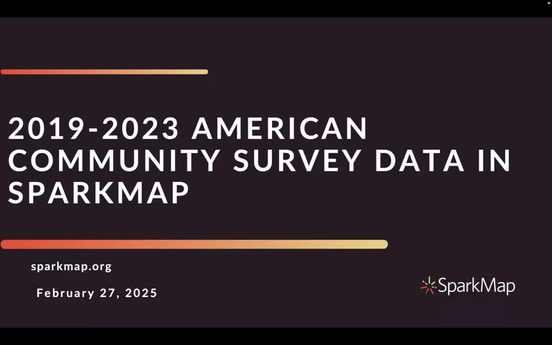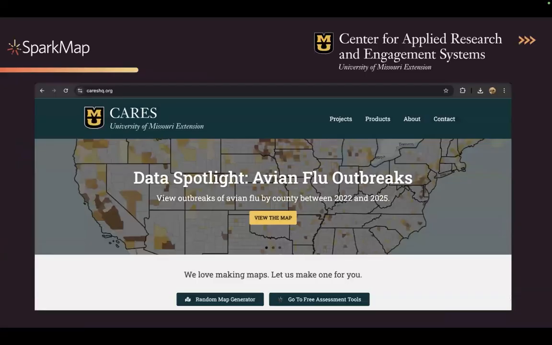So for any of you who are unfamiliar with SparkMap, we're a product of the University of Missouri Extension. There is our website here. We are the Center for Applied Research and Engagement Systems, or CARES for short. CARESHQ.org is the website where you can find CARES projects. And just a slight aside, we have that avian flu outbreak data in the SparkMap map room as well.